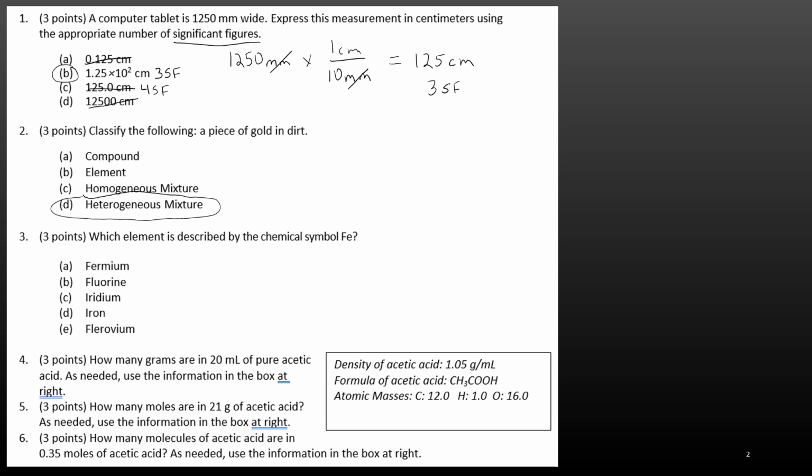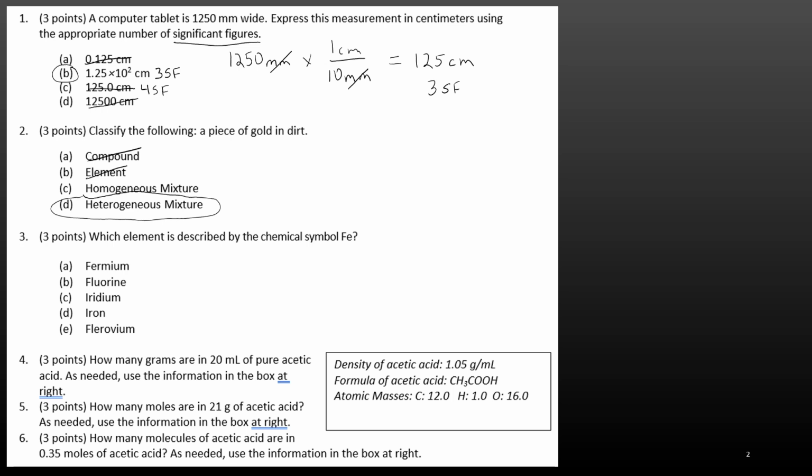All right, but in this case, we've got a piece of gold in dirt. It's not simply a compound because there are lots of different molecules in there. It's not an element because we've got gold, which would be a pure element, but the dirt contains all kinds of other things, so it's not just an element. It's a mixture, and it's a heterogeneous mixture.